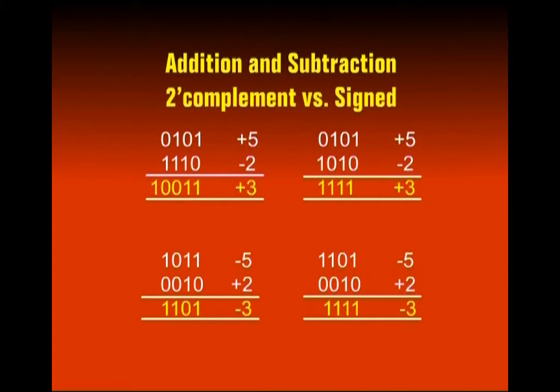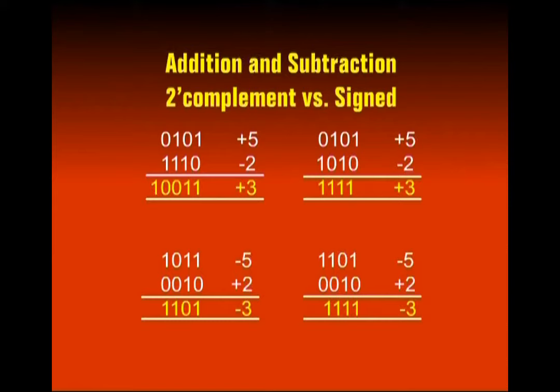Let's consider this third case. We are adding 5 to minus 2, or rather we are subtracting 2 from 5. Now 5 is represented as 0101 in its signed magnitude form. Similarly, minus 2 is represented as 1010. Now what should be the answer? It is of course plus 3, and in its signed magnitude form the number should be 0011. But here you can see it's 1111. So the answer has to be converted into the signed magnitude form.